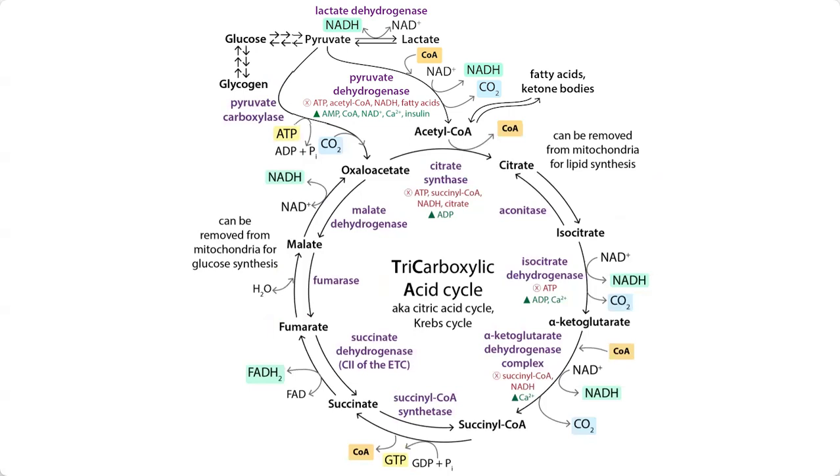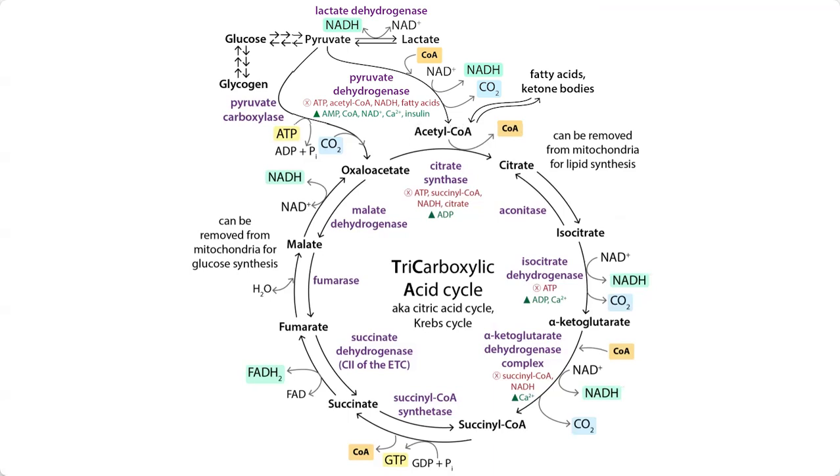Similarly, we'll see that pyruvate dehydrogenase is going to be inhibited by fatty acids, because if you've got a lot of fatty acids already, you're not going to want to make more acetyl-CoA, because acetyl-CoA can be used to make fatty acids. So this is another example of feedback inhibition.